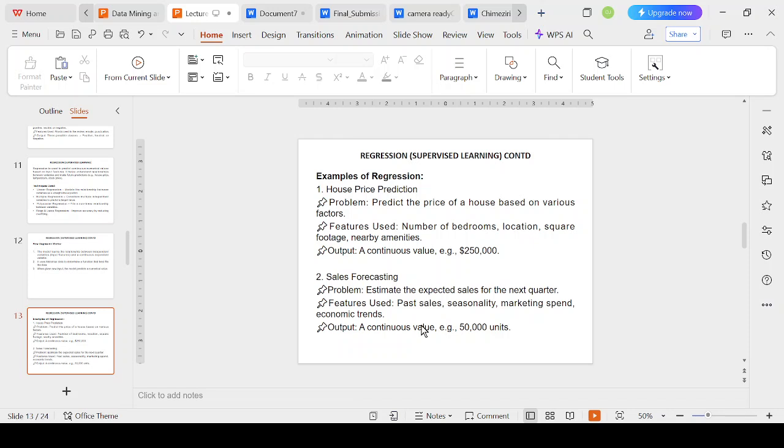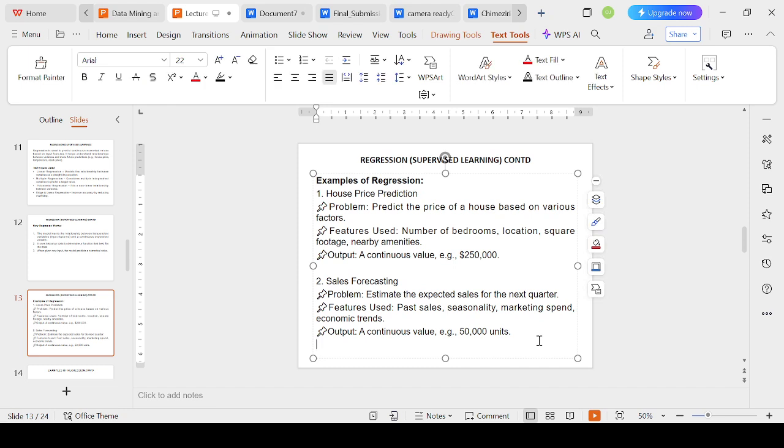Then sales forecasting is also a regression problem. Estimate the expected sales for the next quarter. Features used: past sales, seasonality, marketing spend, economic trends. So this is how they automate all those forecasts you do in your forex trade. Output: a continuous value, for example, 50,000 units.